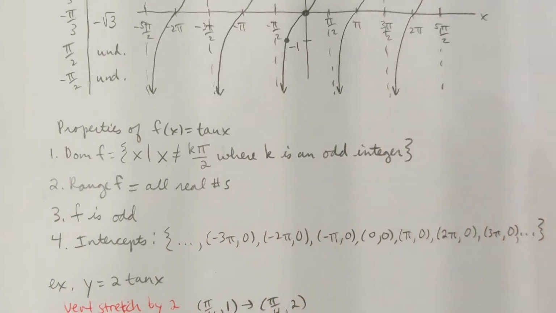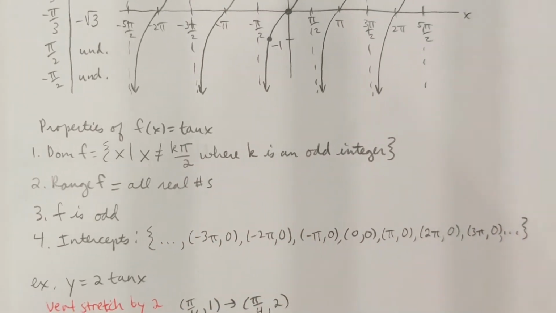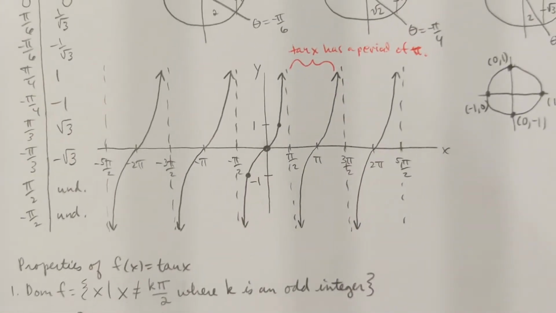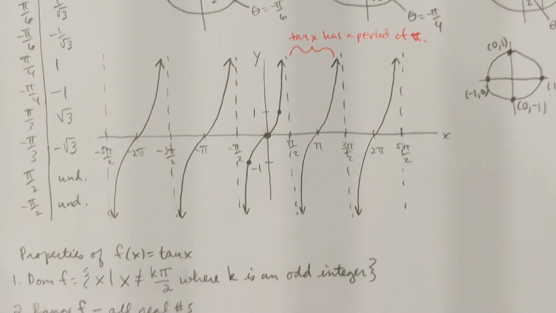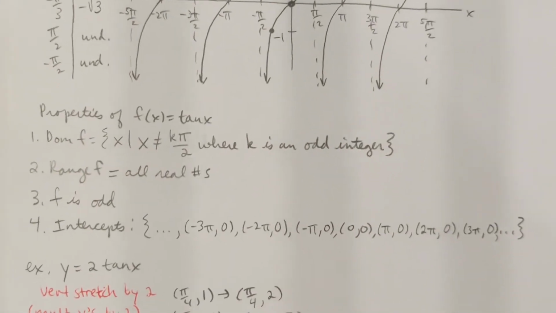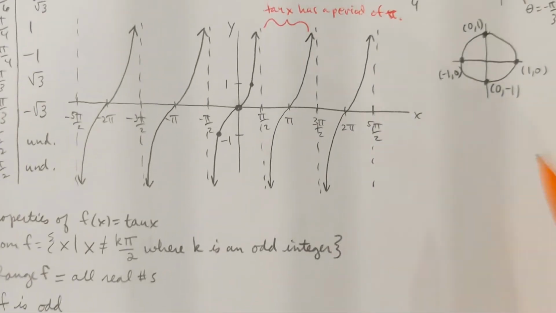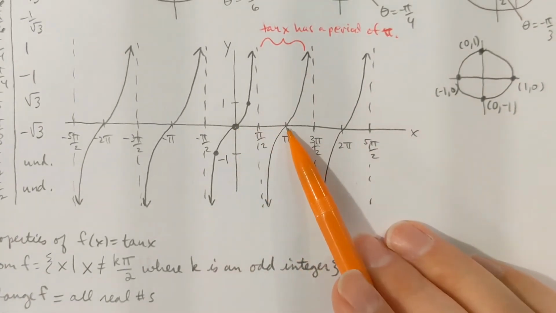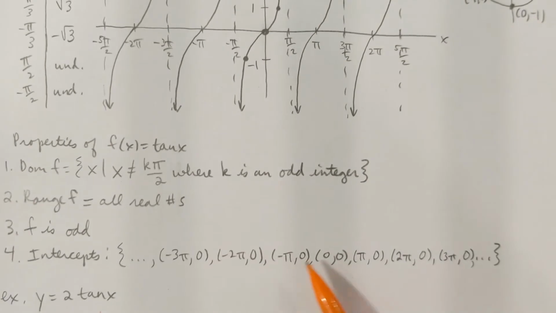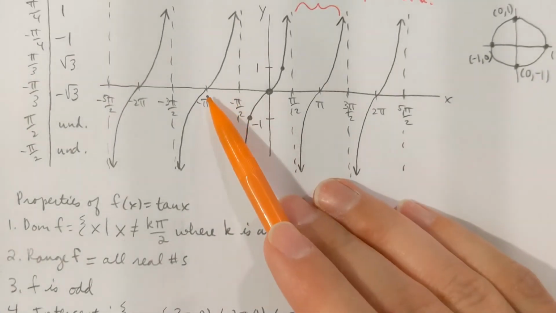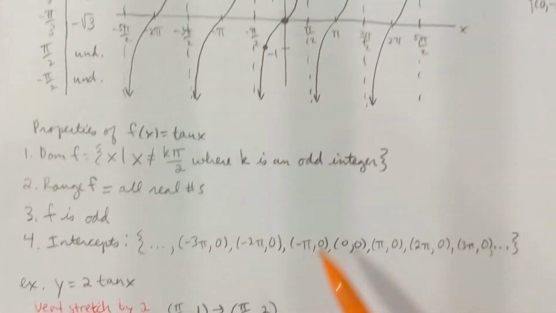f is an odd function. We learned that in the last section, that the tangent function is an odd function, so the curve is going to be symmetric to the origin. And let's see, the intercepts, there's going to be infinitely many intercepts on this graph. (0, 0), (pi, 0), (2 pi, 0), (3 pi, 0), I've got those listed. (Negative pi, 0), (negative 2 pi, 0), etc.